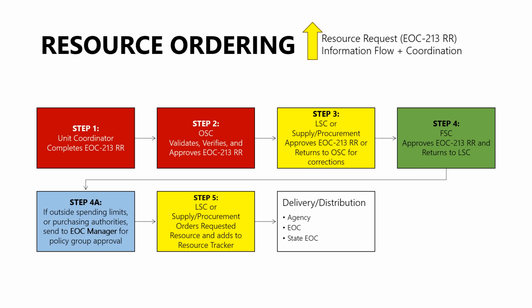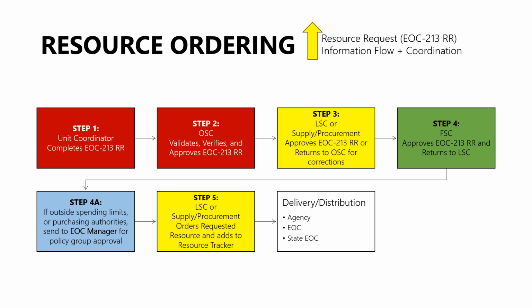So we're getting that resource request into the EOC. We're documenting it on a 213 resource request form. It's going to the operations section coordinator. They're validating, verifying, and approving that form. If we can't get it within the operations section, whatever they're looking for, we're going to forward that off to the logistics section or the supply procurement section. They're going to approve it, source it, order it, get it going.